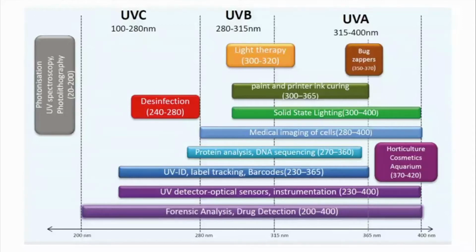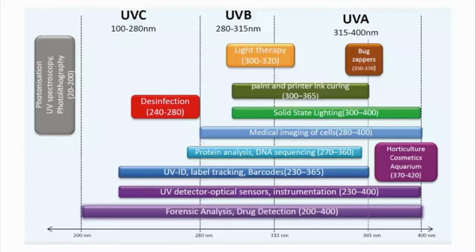In this chart, you can see different applications of those categories of lights. For example, one of the applications of the UVA is the bug zappers. These are the devices that you can put in restaurants and homes, which kill bugs. Light therapy can be used in these two ranges, for example, for newborns who have jaundice, or other medical conditions. You can use the UVB and UVA in areas such as printer ink curing, solid state lighting, medical imaging, protein analysis, and many other applications.